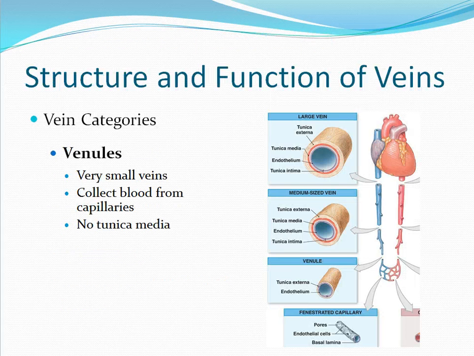After the capillaries, blood will begin to move back toward the heart through the venous system. Blood will first enter into the venules. These are very small veins. Their job is to collect the blood from the capillaries. This type of vessel will lack a tunica media.